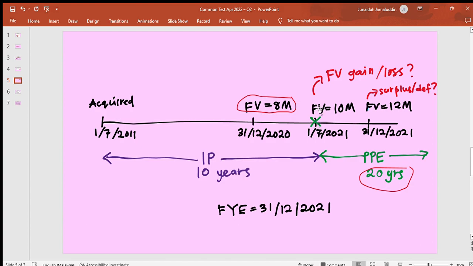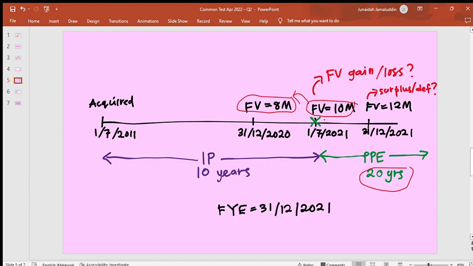We just compare the fair value on the date of transfer, which is 10 million, with the previous fair value, 8 million. So we know that there is an increase in fair value. That means there is a fair value gain on 1st July 2021 amounted to 2 million. The difference is 2 million, due to an increase in fair value.